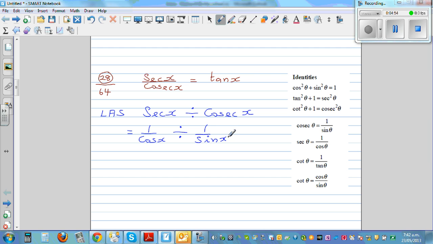Dividing by 1 over sine x is the same as multiplying by its reciprocal. Dividing by something is the same as multiplying by the reciprocal. So 1 over cos x times sine x over 1 is equal to sine x over cos x. And sine x over cos x, I hope you know now, is tan x, which is your right-hand side. So this is how you set out. You always start from your left-hand side and you reach your right-hand side. In some cases, it's possible to start from the right-hand side and get the left-hand side.